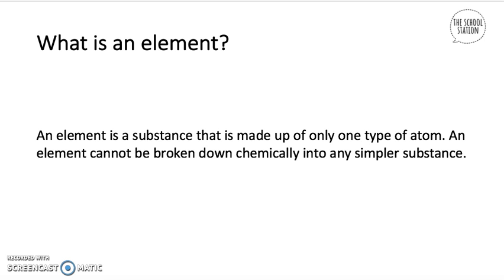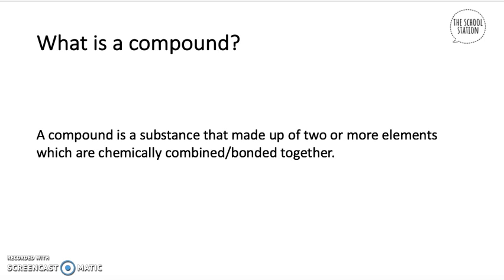And last of all, we also have to talk about compounds. A compound is a substance that is made up of two or more elements which are chemically combined or bonded together. So if we have a hydrogen element and an oxygen element, and we combine them together, it is going to be, for example, water, because H2O is a compound, and it's water, and they are chemically combined and bonded together. So that is what a compound is.